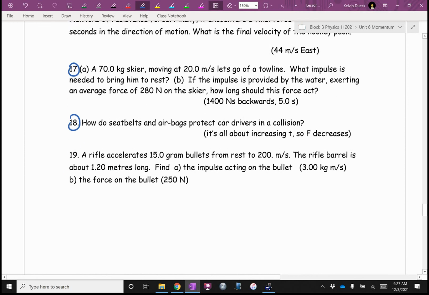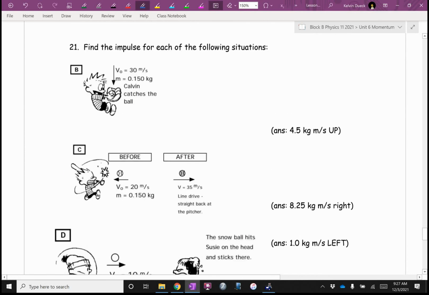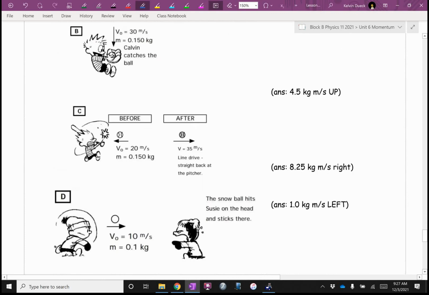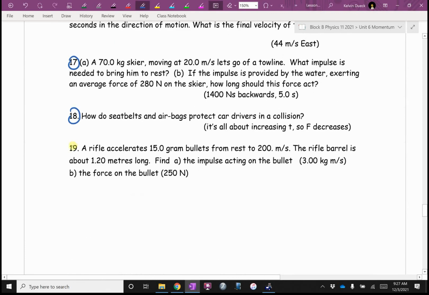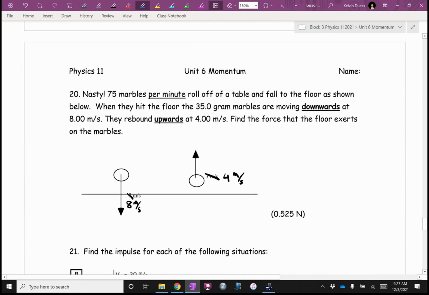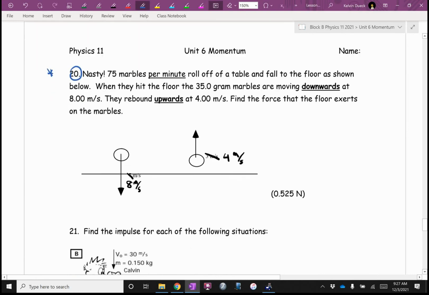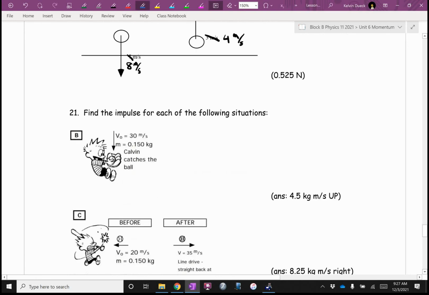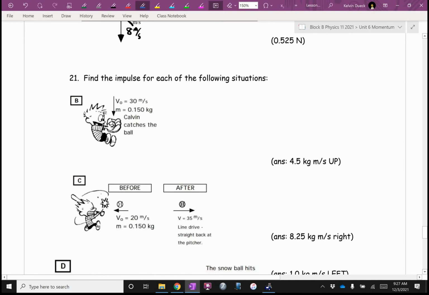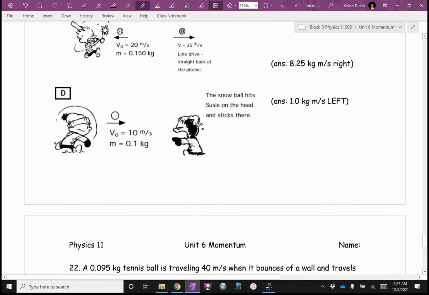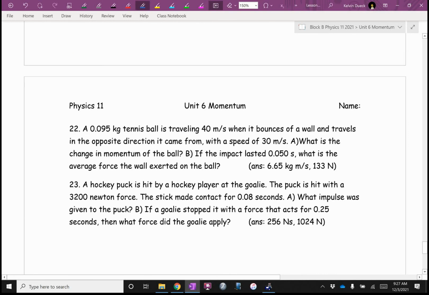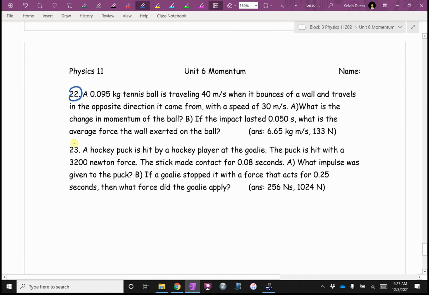18 is good. Let me look here. Okay. Kind of scanning through. 19 is good. We did one like 19. 20 is nasty. See if you can figure it out. We'll skip Calvin and Hobbes. I do like 22. I do like 23.